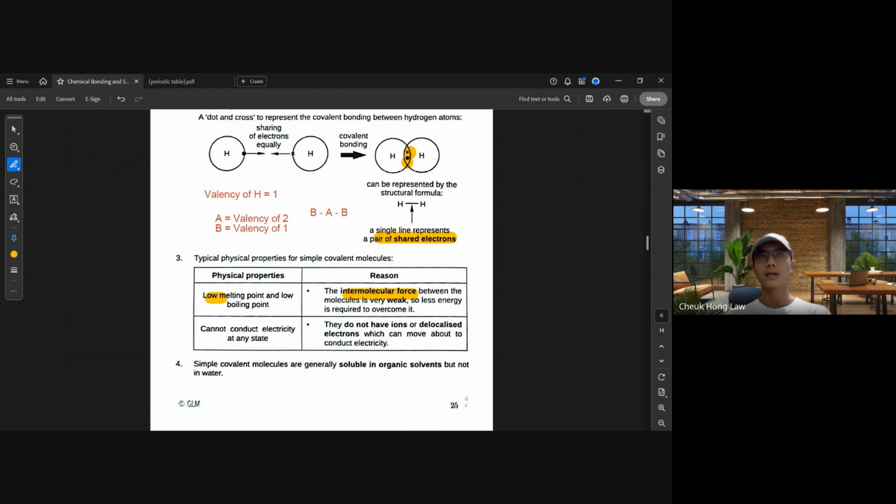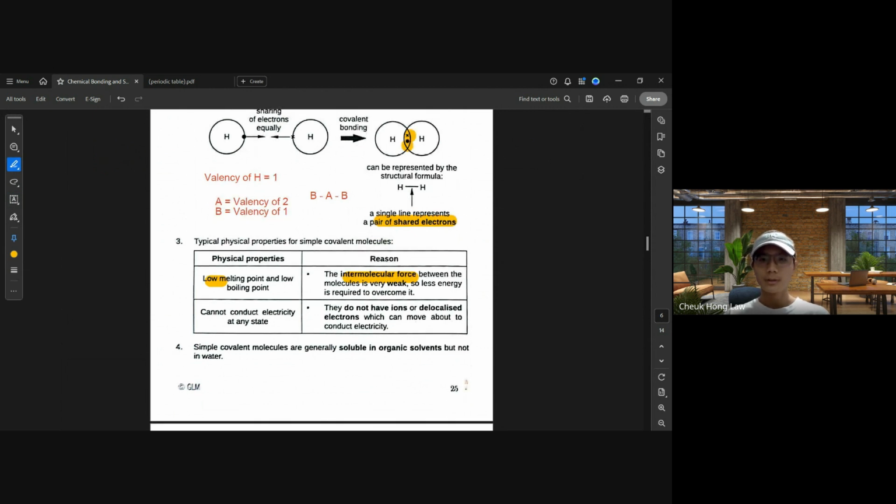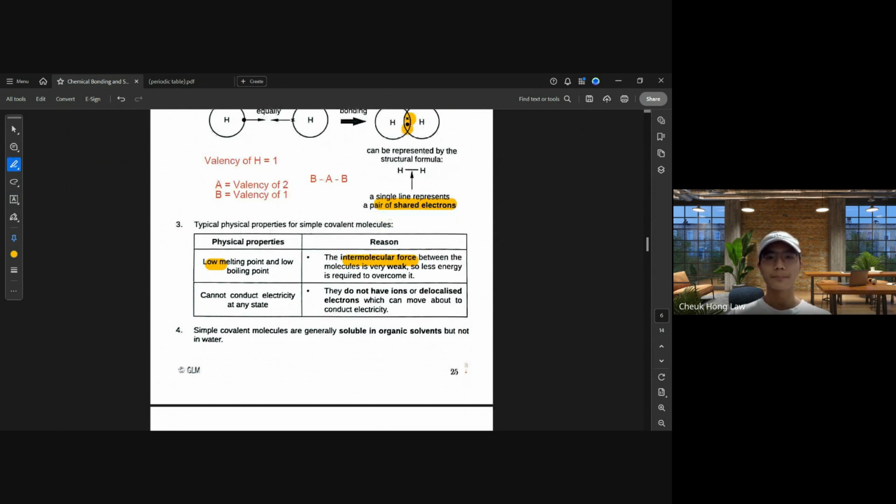Okay, we use back the lifting weights analogy. Just now I mentioned the heavier the weight, the harder it is to carry, so it requires the most amount of energy. But the lighter the weight, the easier it is to carry, so it requires less energy. So since the intermolecular force between the molecules is weak, it requires less energy to overcome it. That's why simple covalent molecules have low melting and boiling points.